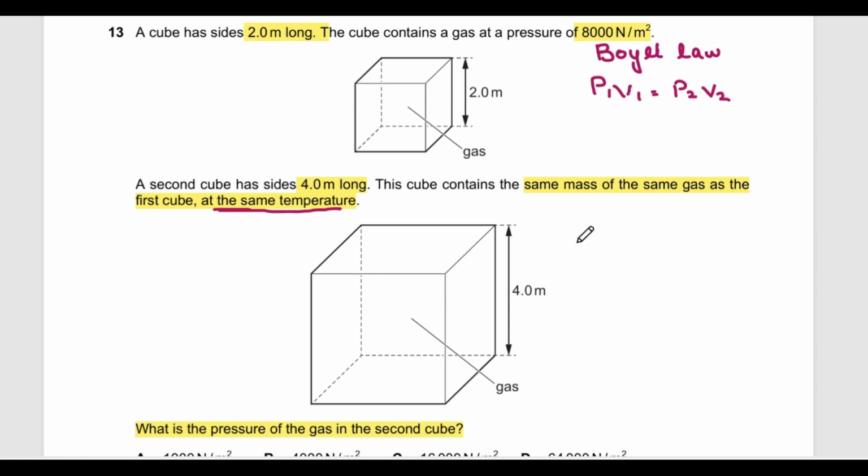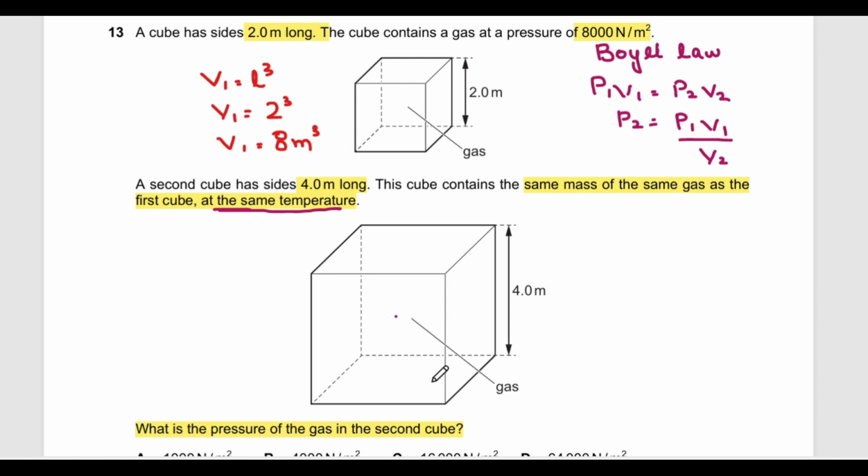P1 V1 is equal to P2 V2. We are supposed to get the pressure in the second cube. That means we are supposed to get P2. So I'll rearrange the equation with respect to P2. It would be P1 V1 over V2. We have to calculate V1 and V2, the volumes of the first and second cube. For V1, it's a cube, so its volume would be L cube. And the value of L is 2 meter for the first cube, so it would be 2 cube. And 2 cube is equal to 8. That means the volume of the first cube is 8 meter cube.